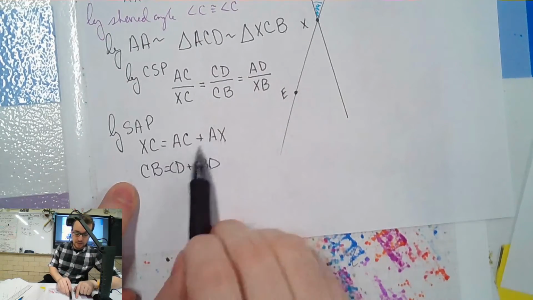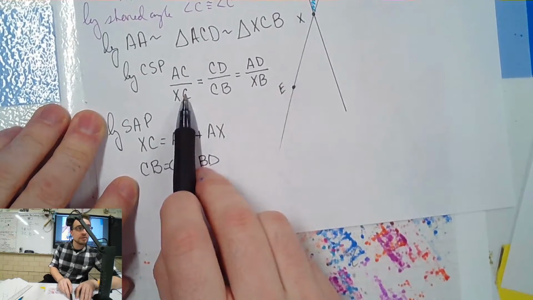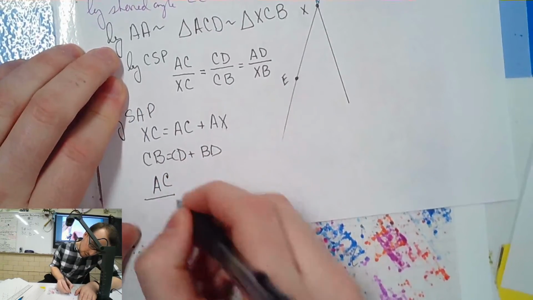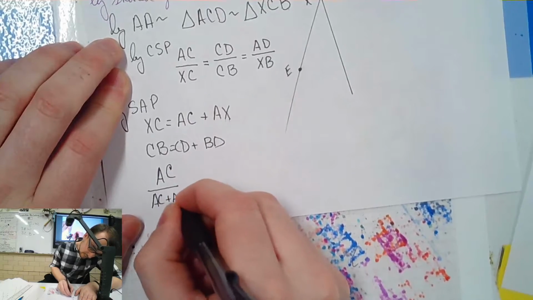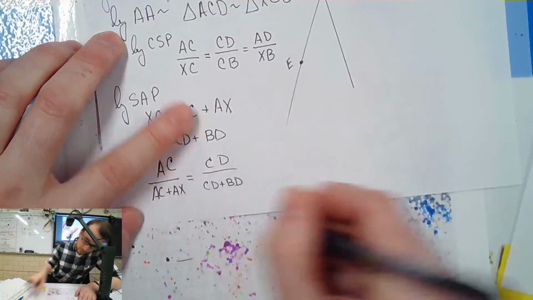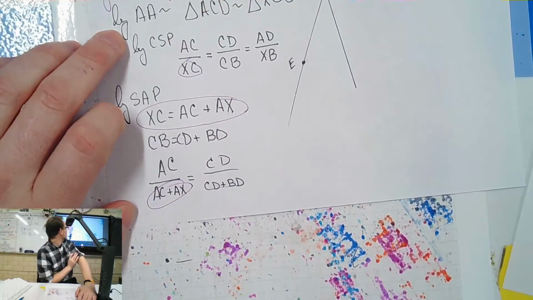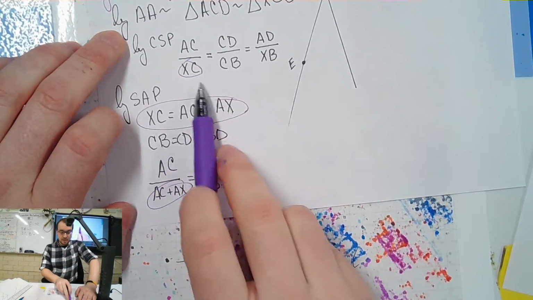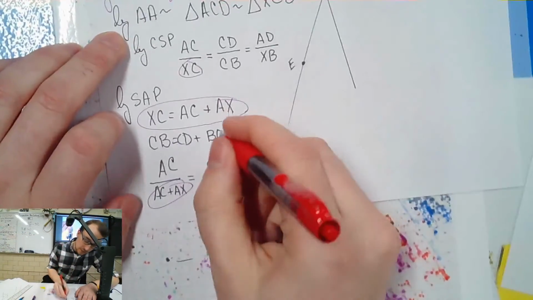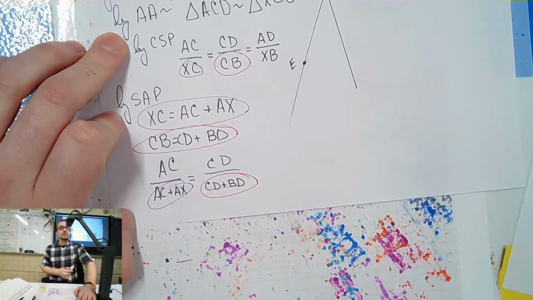Instead of writing XC, can't I just write these two underneath here? Instead of writing CB, I can write that underneath there. They're the same. So here we go. I'm going to write AC over AC plus AX equals CD over CD plus BD. Where did I get those from? This is all the same, so I switched them out. XC is AC plus AX, so I switched out AC for AC plus AX. CB is CD plus BD, so instead of writing CB, I wrote CD plus BD, right? You see how I got that? Okay.